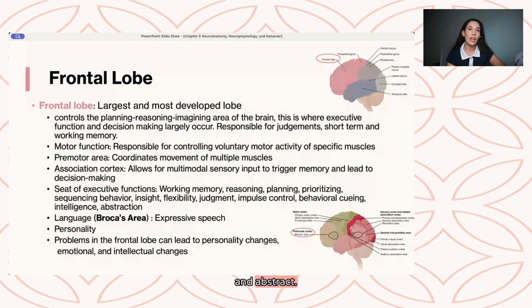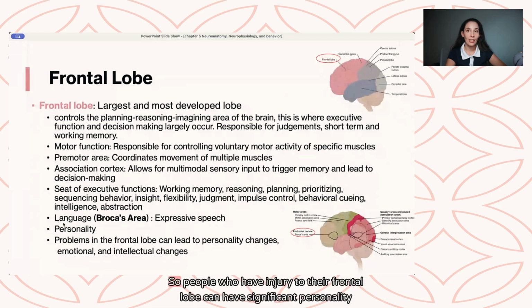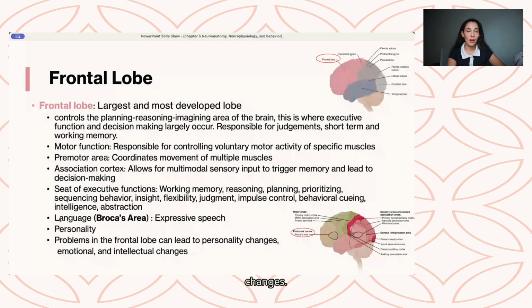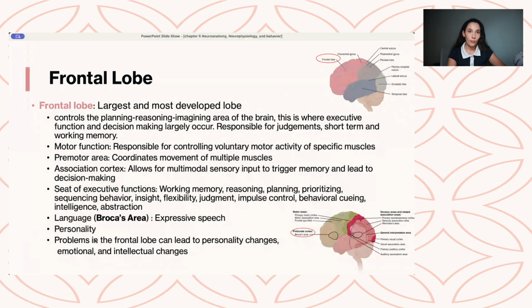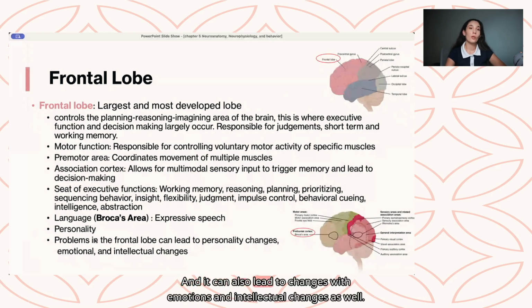It plays a role in our personality. So people who have injury to their frontal lobe can have significant personality changes. I've seen this in practice. People get in a bad car accident or something like that, injury to that frontal lobe, and their family just doesn't even recognize them anymore as far as their personality. And it can also lead to changes with emotions and intellectual changes as well. Injury to that area. All right, so that was the frontal lobe.